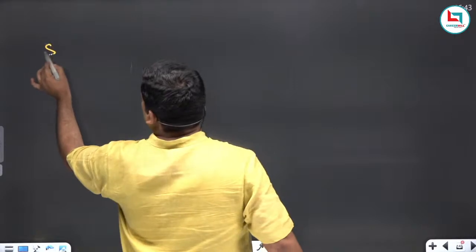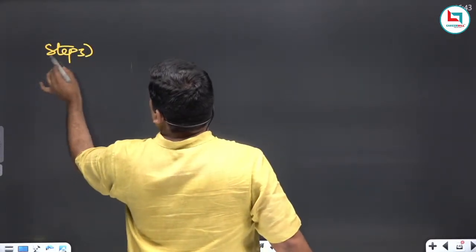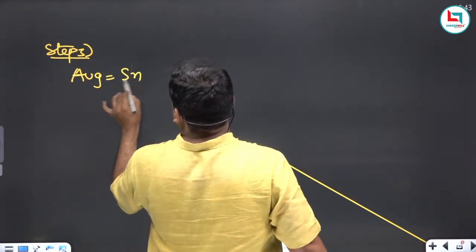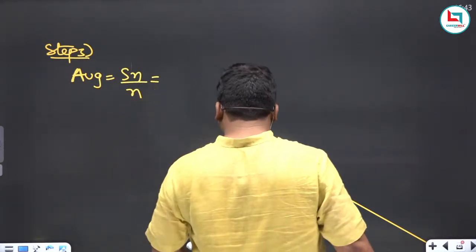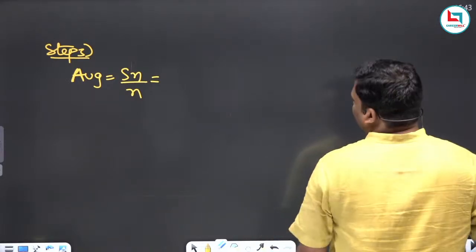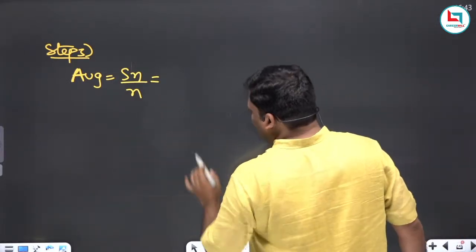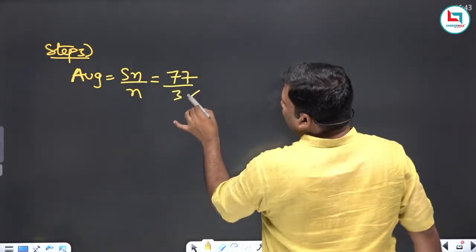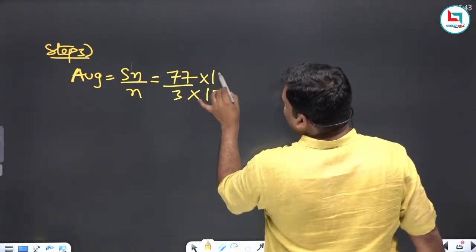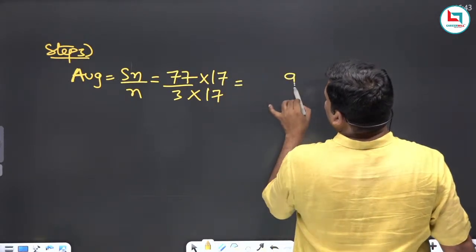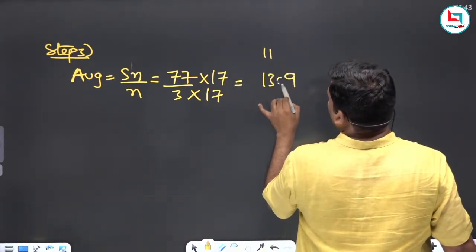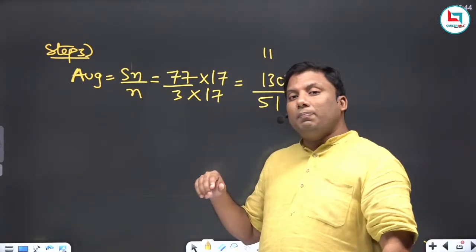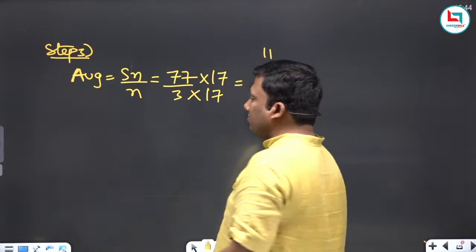Step number 3. Average is Sn by n, so this will be 25 2/3, which is 77 by 3. Let me take the next multiple, 17. 77 by 3 into 17: 17 sevens are 119, so 1309 divided by 51. There are 51 page numbers after one page has been deleted.